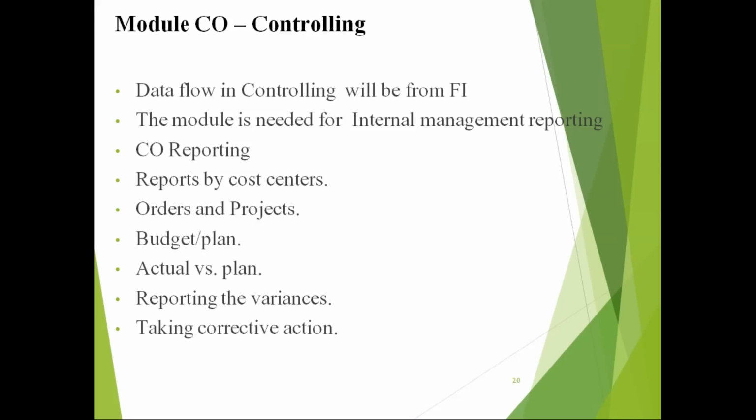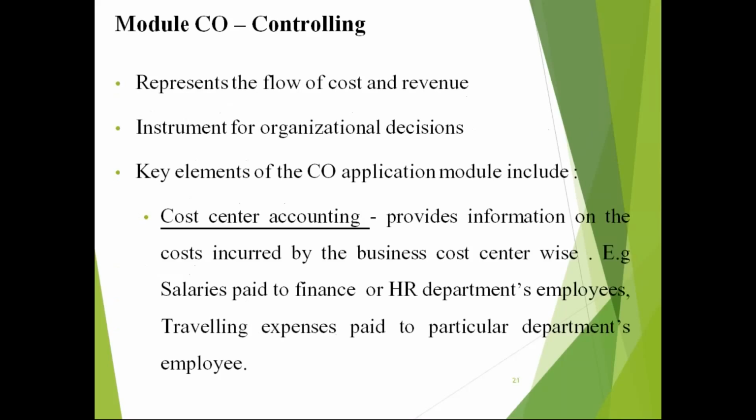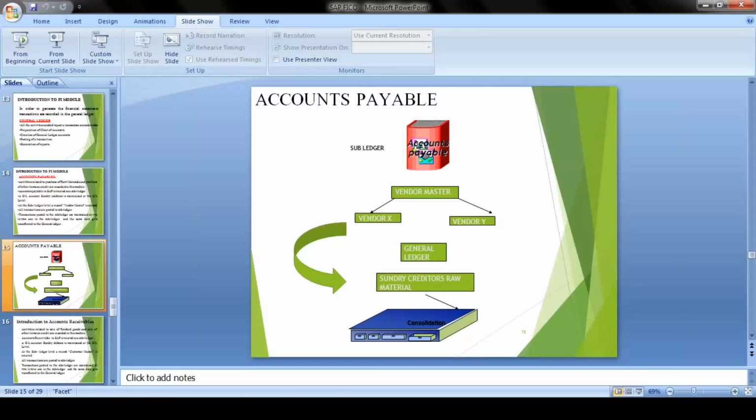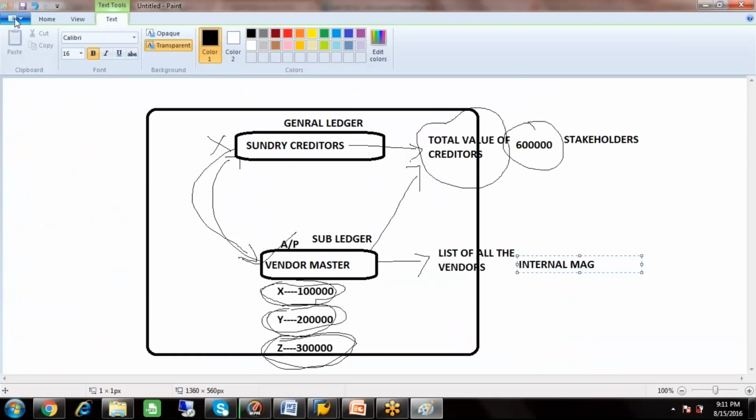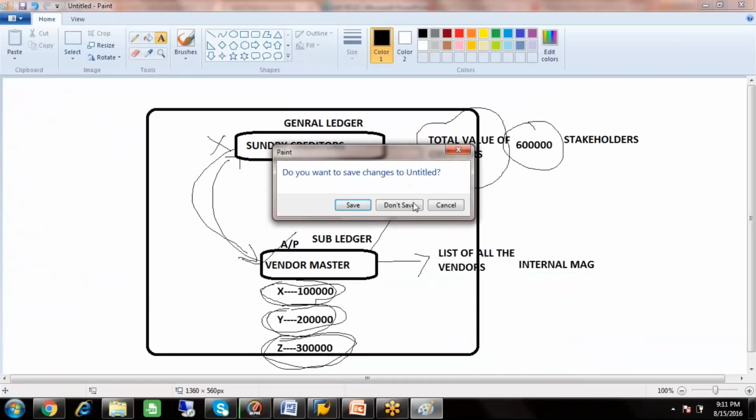So let us try to understand what we are trying to do here. It represents the flow of cost and revenue, instrumental for organizational decisions. The key elements in the CO: we'll be talking about the cost center accounting. What do I mean by cost center? It provides information on the cost incurred by the business cost center wise. Let me once again take you to an MS Paint document so that things will be a little more clear here.